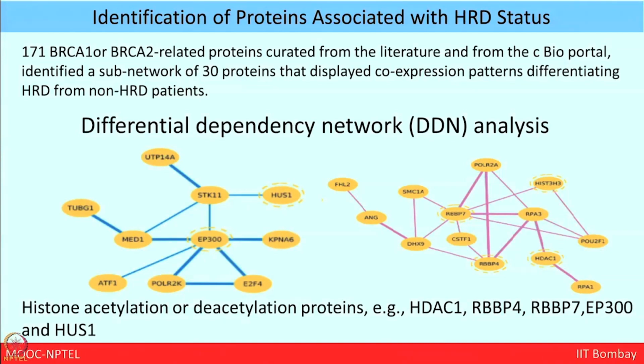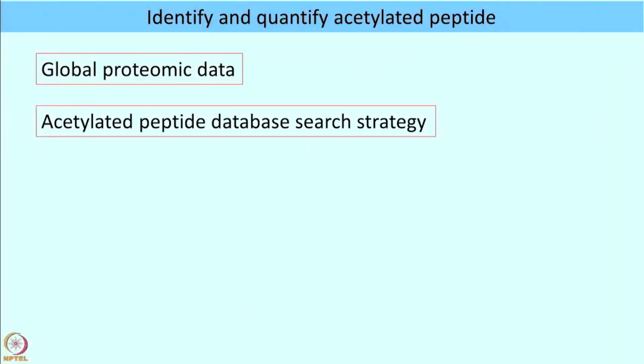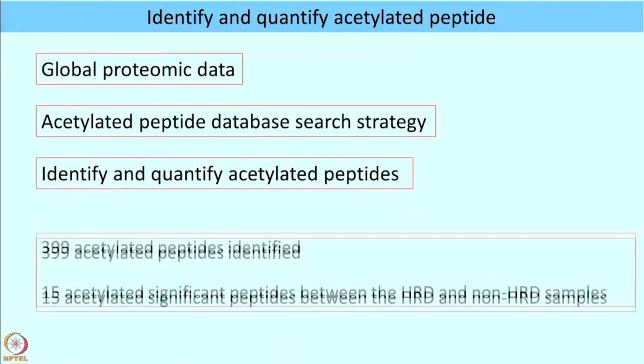And from this DDN analysis, they found that histone acetylation or deacetylation proteins are coming into the clusters, which includes HDAC1, RBP4, RBP7, EP300 and HUS1. So, from the last part of the study, they understood that histone acetylation and deacetylation are playing an important role. This clue was enough to give an idea that acetylated peptides need to be studied. So, from the global proteome data, they prepared an acetylated peptide database search strategy and identified and quantified the acetylated peptides.